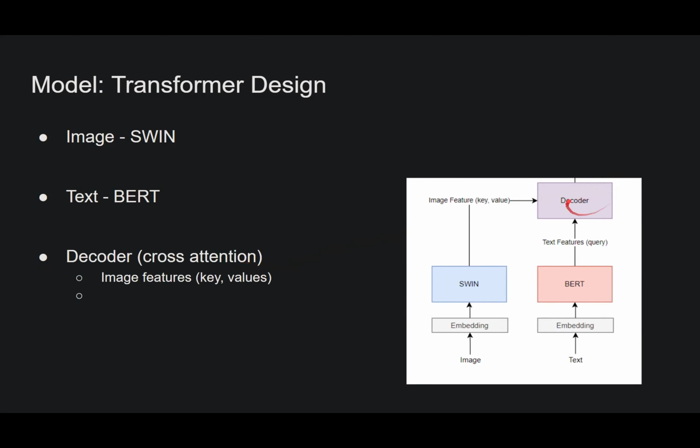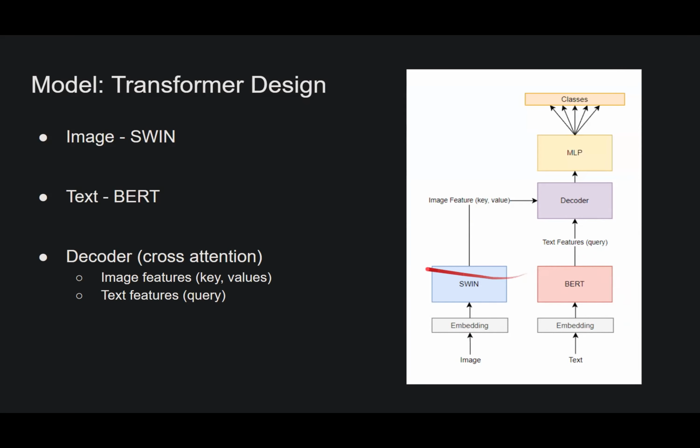The decoder will take in image features, which function as the key and value, and the text features, which will be the queries. After the decoder, we will pass the feature vector through an MLP head to choose a class, the answer in our case.